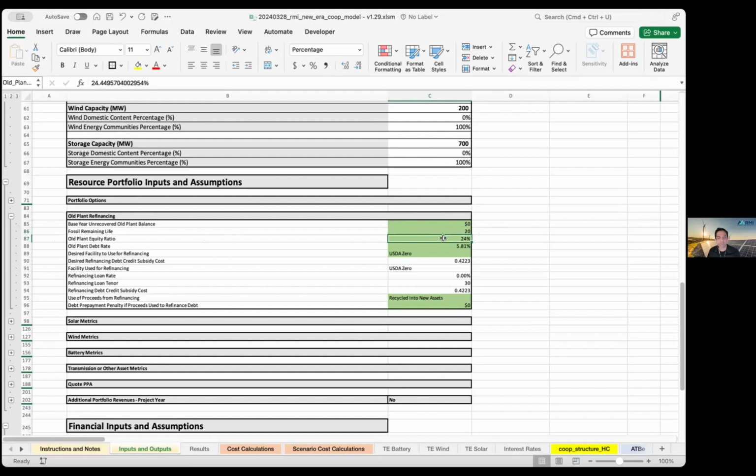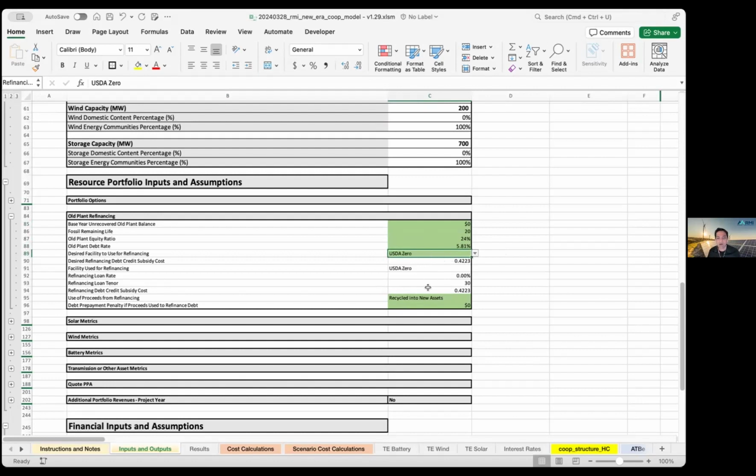You can set assumptions around the old plant equity assumptions for the rate-making impact of the old plant to compare to any refinancing benefits by setting the old plant equity ratio and debt rate that should be used. And you can also select which facility might be used, whether it is a USDA New Era facility or other debt that might be used to enable the refinancing.